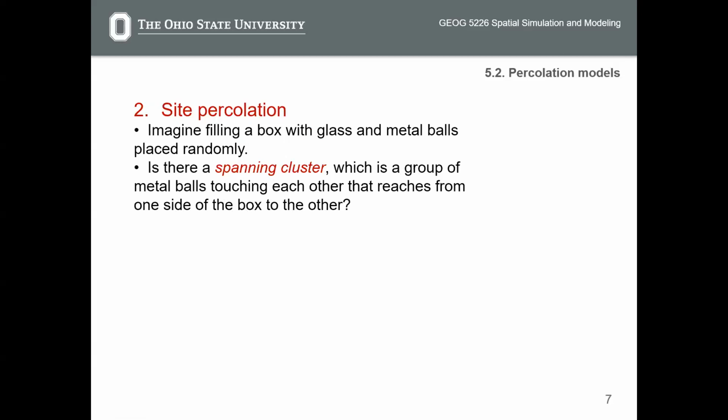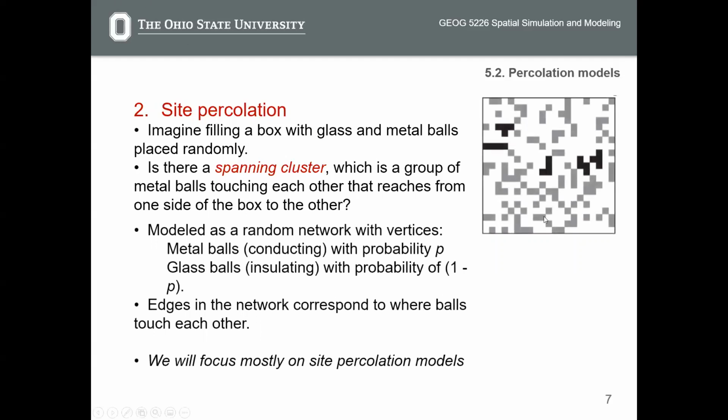You can consider that electricity is trying to travel from one side of the box to another. Obviously, glass cannot conduct electricity, but metal balls can, right? So here is an example of a site percolation. We can consider all those gray cells are metal balls, and all those white cells are glass balls. So is there a cluster connecting one side of the box and another side of the box so the electricity can go through?